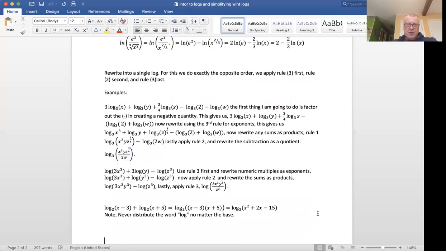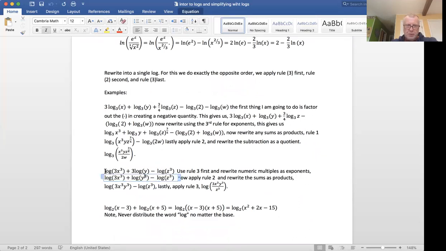Let's look at another example. Here we have log of 3x cubed plus 3 log y minus log of z cubed. Using rule 3, any constant number that's in front of the log, we bring up as an exponent. So this 3 is the only one we have to worry about. So we bring that up as a y cubed.